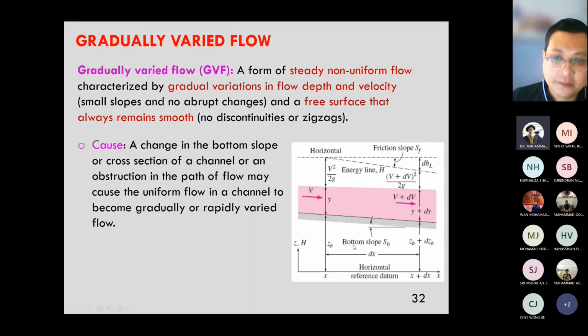Okay, gradually varied flow condition. Just now, gradually based on what? The depth changes. Because the height of the water surface changes, we call it gradually varied flow. It is a form of steady non-uniform flow characterized by gradual variation of flow depth and velocity. So at the same time, the velocity also changes. Yeah? Small slope and no abrupt change, and a free surface that always remains smooth, with no discontinuities or zigzags. A change in the bottom slope across a section of the channel, or an obstruction in the path of flow, may cause the uniform flow in the channel to become gradually or rapidly varied flow. So, it changes.